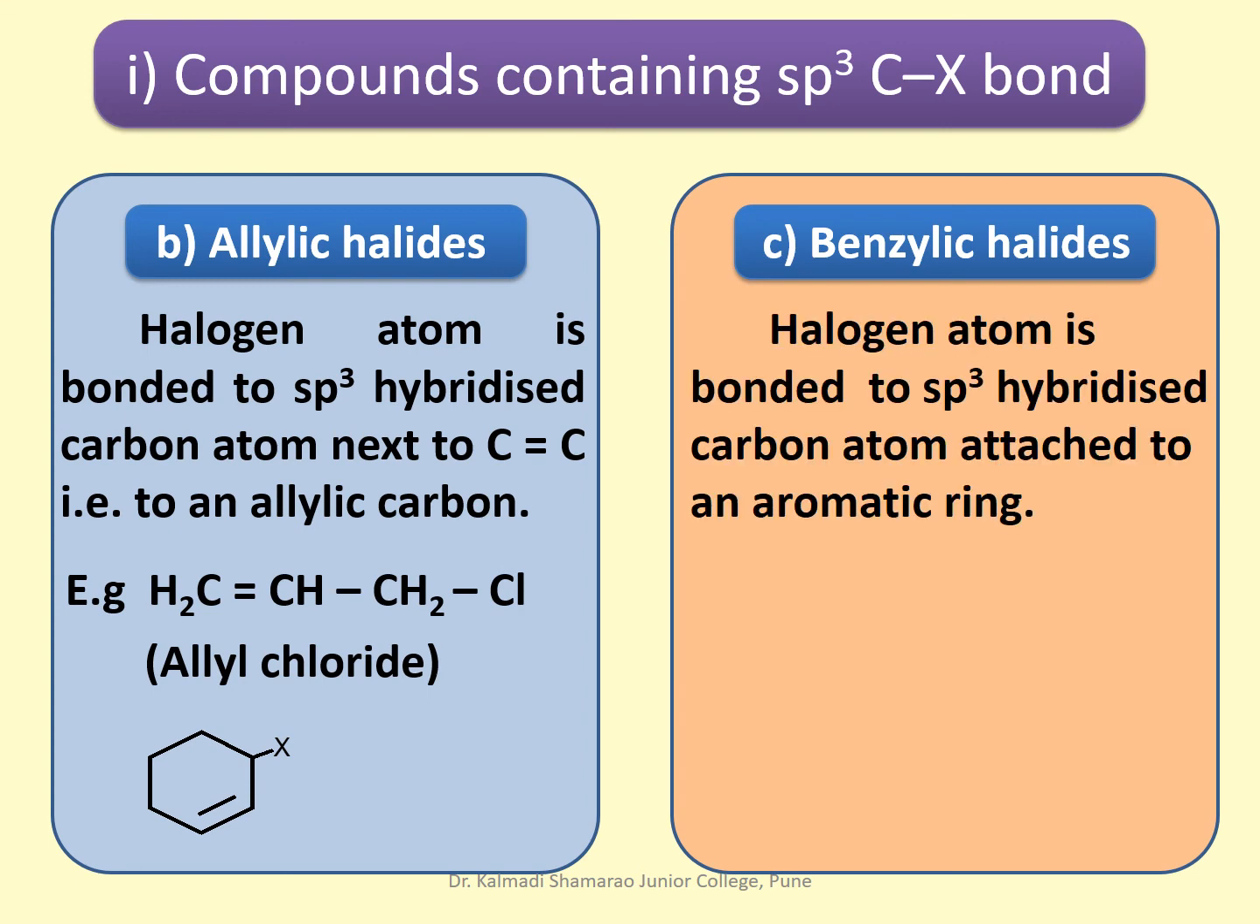In benzylic halides, halogen atom is bonded to sp3 hybridized carbon atom which is attached to an aromatic ring. For example, in this compound, chlorine is attached to sp3 hybridized carbon atom which is bonded to benzene ring. This compound is commonly called benzyl chloride.